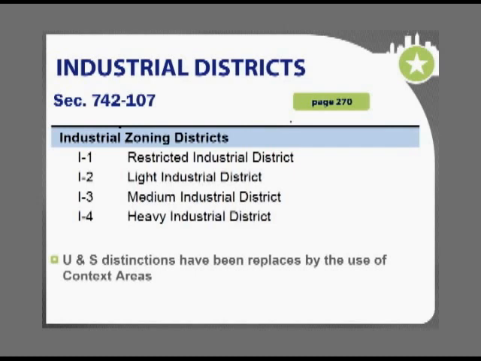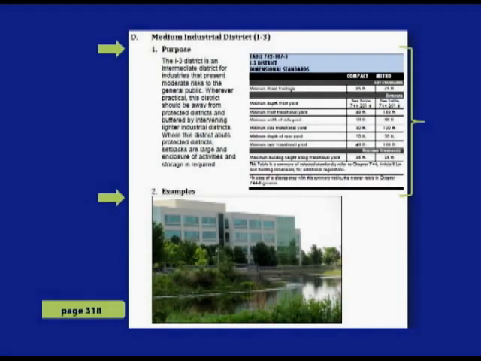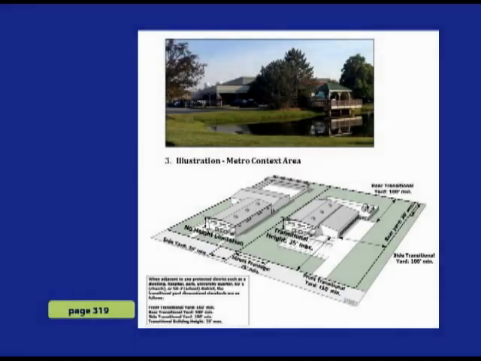We have 4, as opposed to 8 districts now, because, as you recall, we got rid of the U and the S, because they've effectively been replaced by the metro and compact context areas. Again, the layout is the same. It begins with the purpose statement, your summary of standards, your metro and compact context area on the standards table, and you've got some pictures and illustrations.